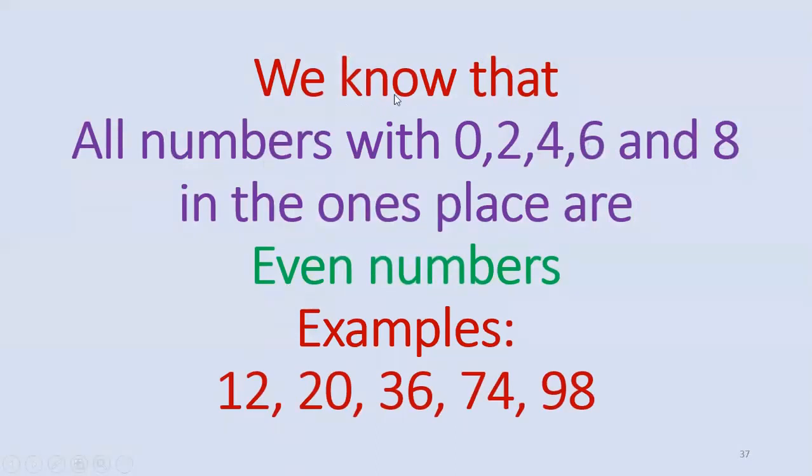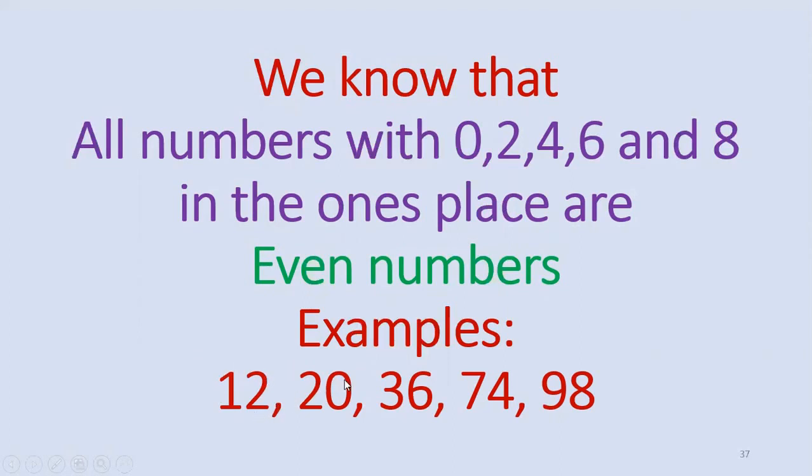We know that all numbers with 0, 2, 4, 6 and 8 in the ones place are even numbers. Now let us see some examples here. Number 12. This is a 2-digit number. And how many places are there? This is the ones place and this is the tens place. If we look carefully, in its ones place, which number is coming? 2 is coming. So we know it. All the numbers with 0, 2, 4, 6 and 8 in the ones place are even numbers. So 12 is an even number.